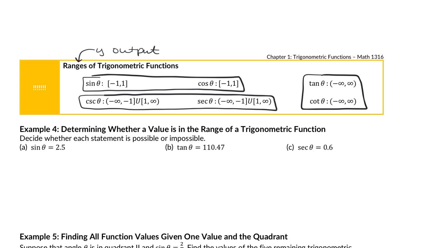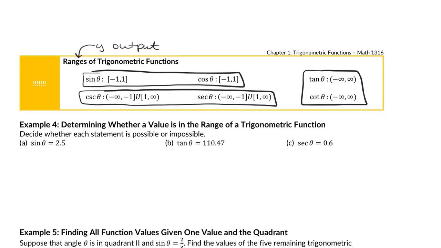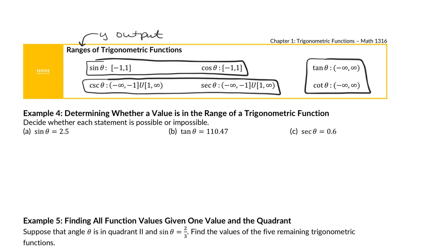So we need to first determine if each of these statements is possible or impossible based on the ranges of these functions. Can sine of theta be equal to 2.5? Why not? Sine can only be equal to numbers between -1 and 1. Is the number 2.5 in between -1 and 1? No, which means this is impossible. 2.5 is outside of the range of the sine function.